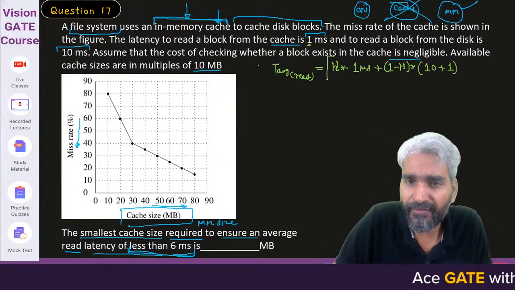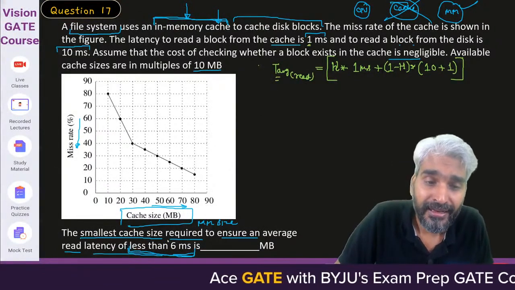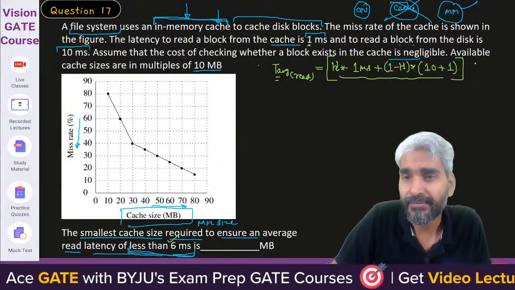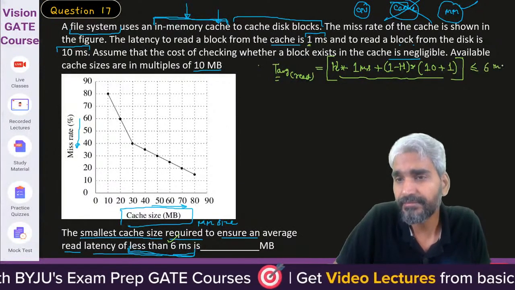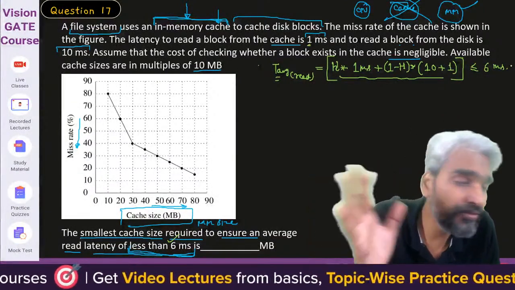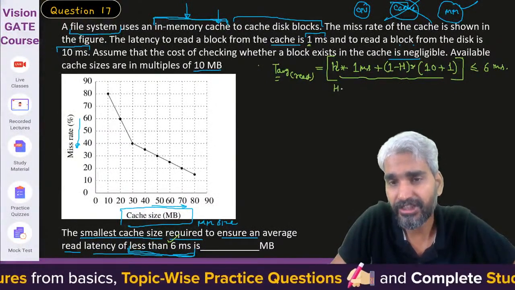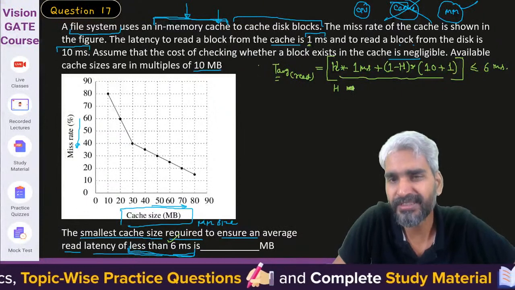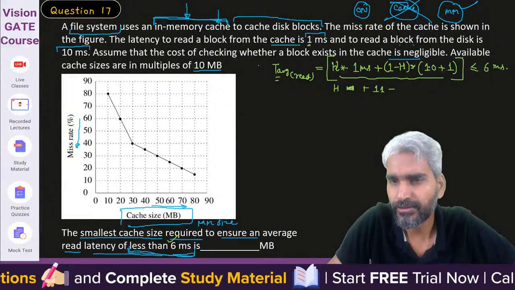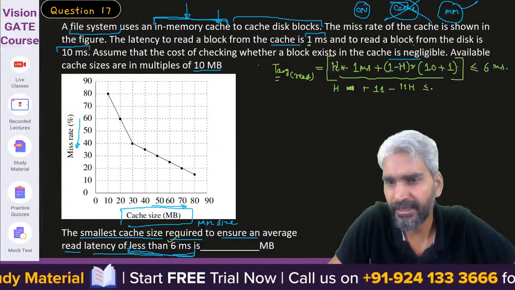So this is your average access time, and the question is saying that this average access time should be less than 6 milliseconds. So we just need to calculate the value of hit rate. What will it be? H milliseconds plus 11 minus, so this is 10 plus 11 minus, this will be minus 11H, which should be less than 6 milliseconds.